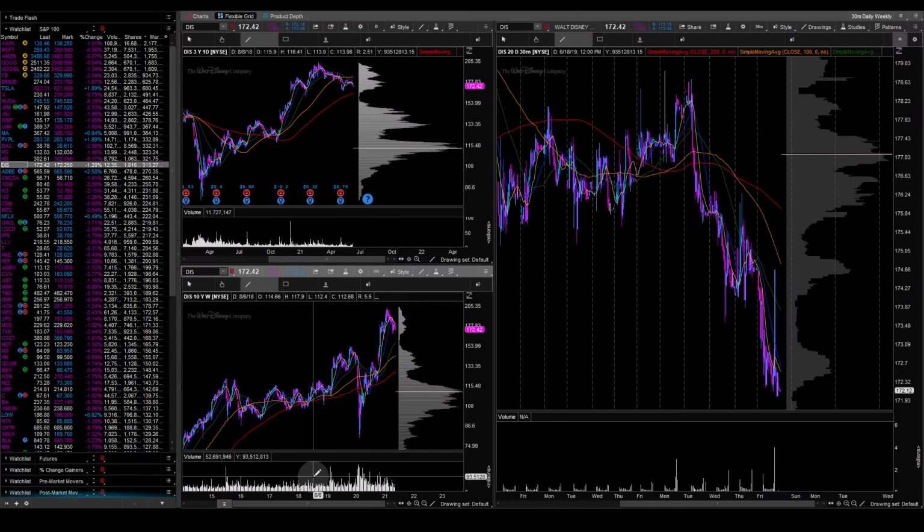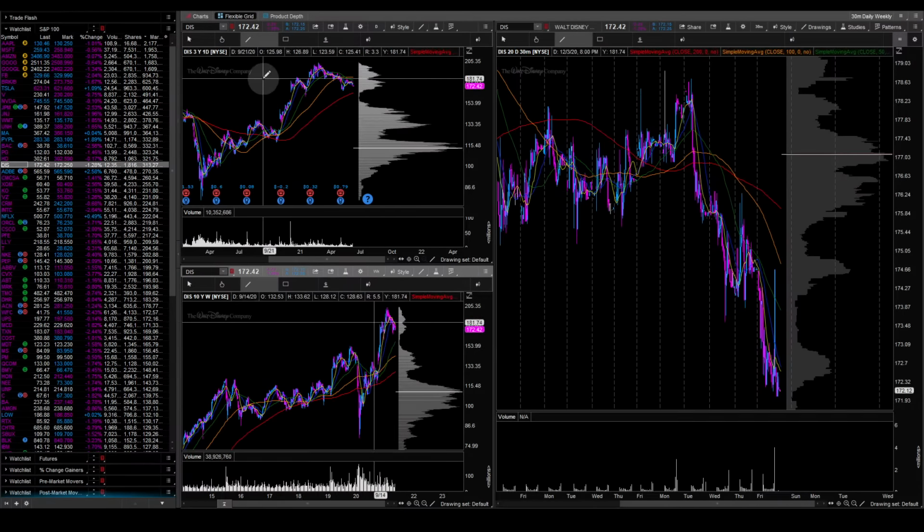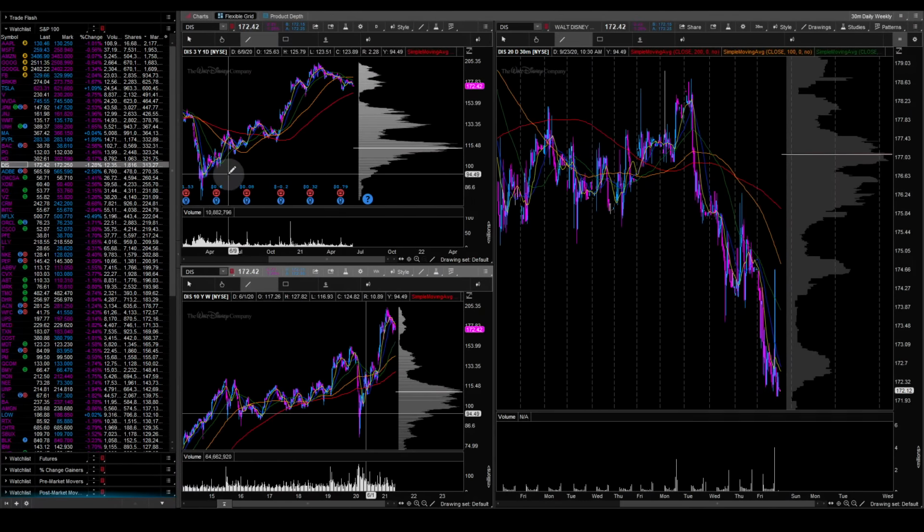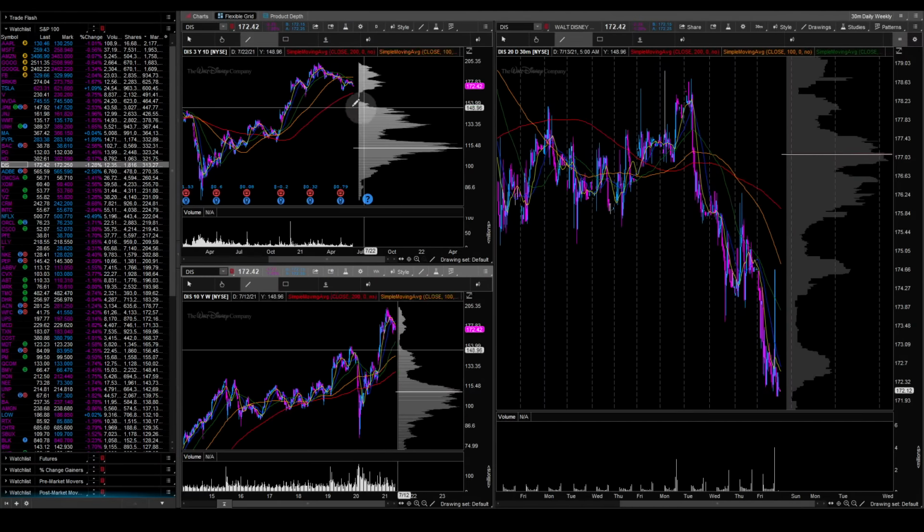Disney, looking head and shoulders-ish, but it's still an elevated neckline, so you know it's right.